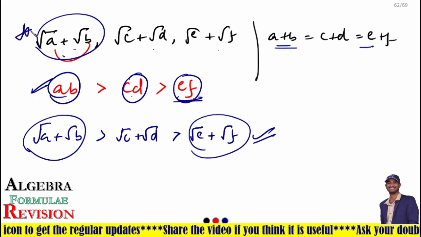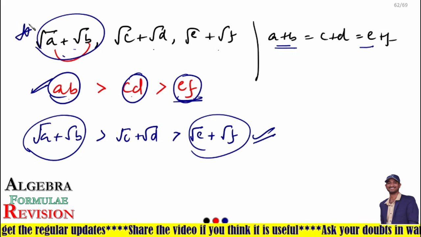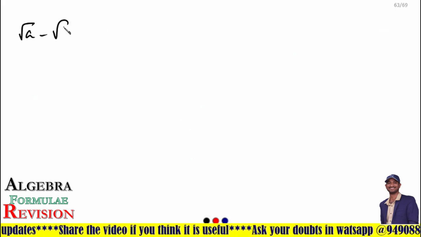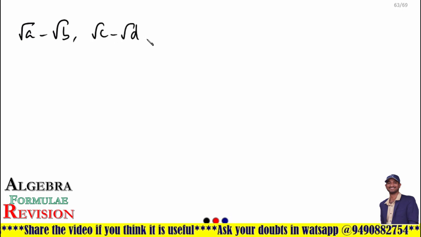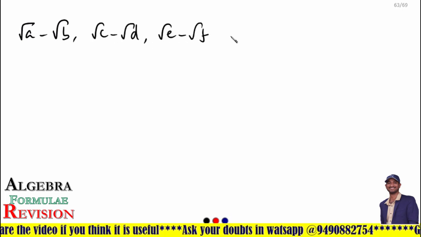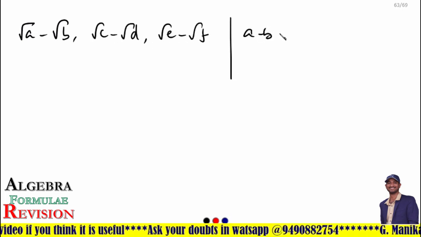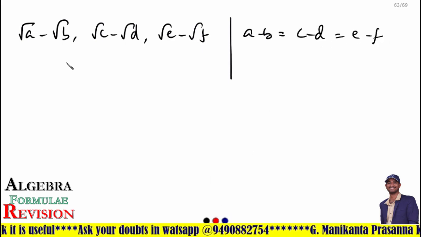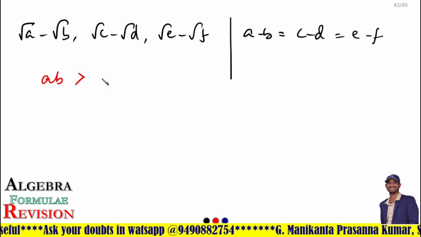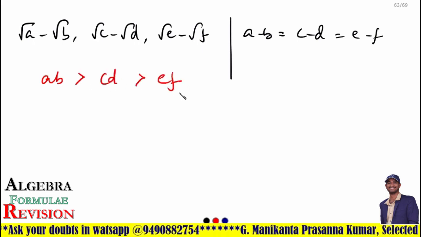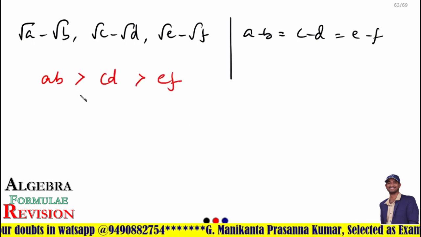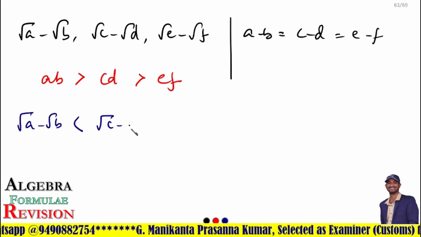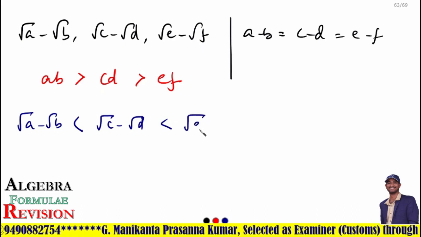Okay, this is another important one on the basis of sum. Suppose the difference of surds is given, like root A minus root B, root C minus root D, and root E minus root F, and also A minus B, C minus D, and E minus F are equal. And one more thing is given, that AB is greater than CD is greater than EF. Then the order is reversed, that is root A minus root B is less than root C minus root D and less than root E minus root F.